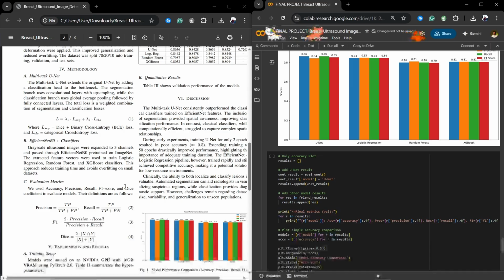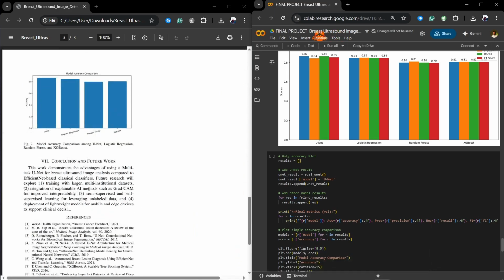In conclusion, our project compared two approaches for breast ultrasound image detection. The multitask U-Net achieved the best performance thanks to its ability to combine segmentation and classification. The EfficientNet plus logistic regression pipeline, however, proved to be a strong and lightweight alternative. Our work highlights the potential of deep learning for improving breast cancer diagnosis, but also shows the need for larger multi-institutional datasets to improve generalization.